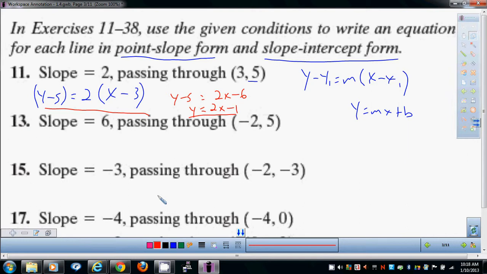Point slope, slope intercept. It's and. It wants both. Give both of them. So that's why I personally would start with point slope, and then just move into slope intercept. Is there another problem on the board somebody would like to see?